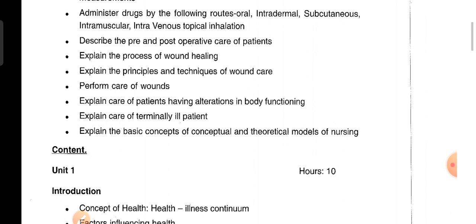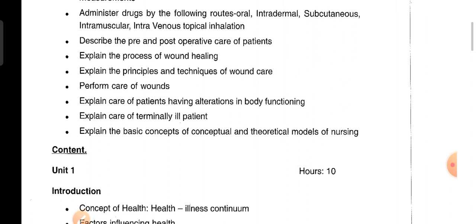Next, describe the pre and post operative care of patients. Before going to the surgery, what we have to do as a nurse. After completion of the surgery, what we have to do. Pre means before surgery, post means after finishing the surgery. You have to be able to describe the pre and post operative care of patients.